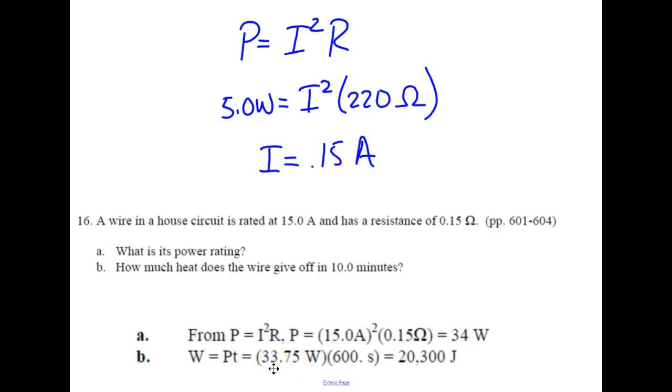So 33.75 times 600 seconds gives us 20,300 joules. Okay. Now, this number of joules, again, assumes that all the electrical energy gets converted to heat energy, and though that's not true, you have to make that assumption in this question because they don't say otherwise.